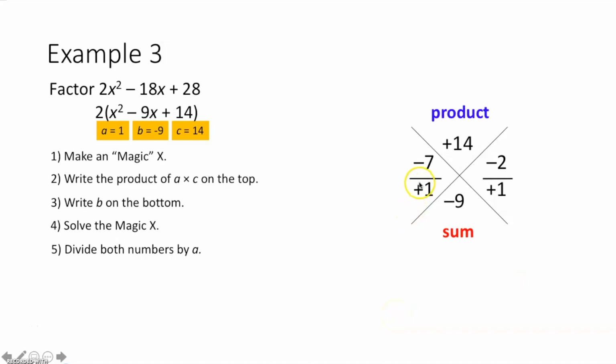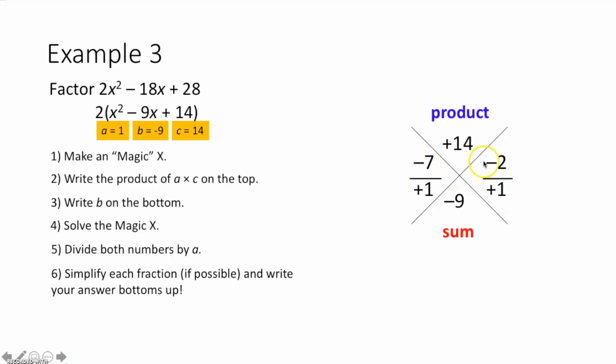Once you've divided both of your numbers by a, you are then going to try to simplify those. And since they're divided by 1, you can't really simplify those any further. So you just leave it like this and write your answer going bottoms up. So we go 1x minus 7 times 1x minus 2 in the parentheses. And don't forget, at the beginning of the problem, we factored out a 2. So that 2 is going to be in the front of our parentheses like this. And that is how you factor a quadratic trinomial like this.